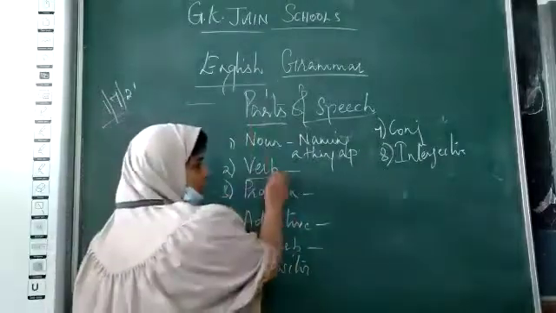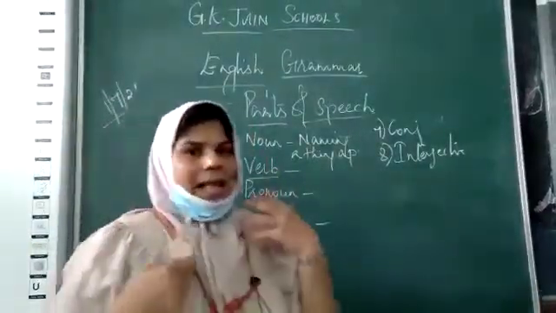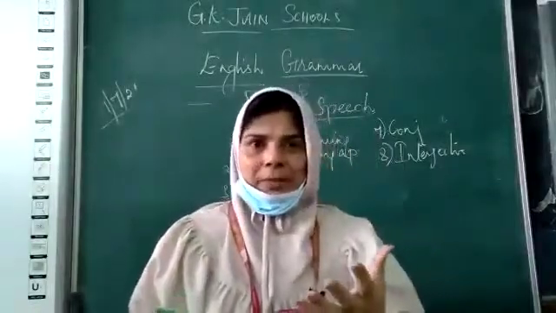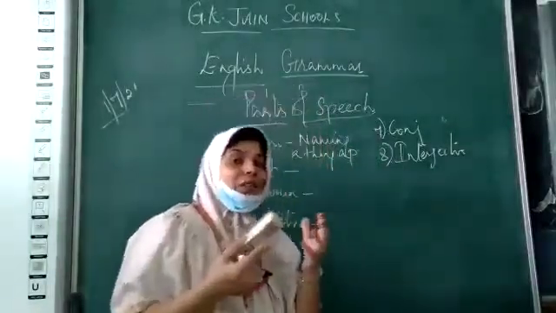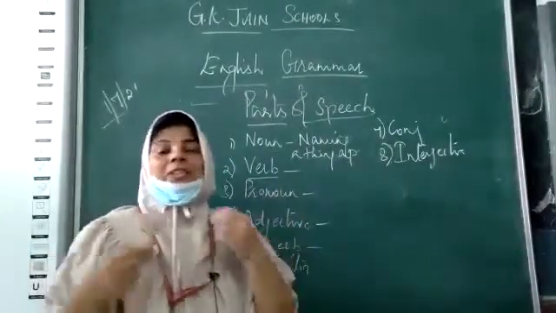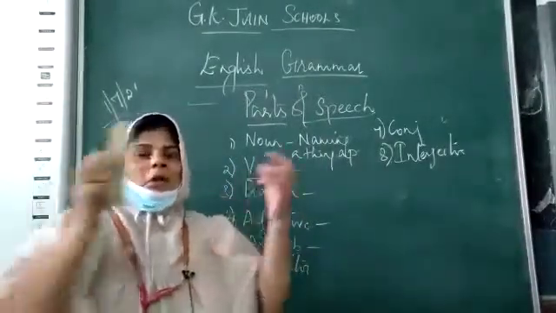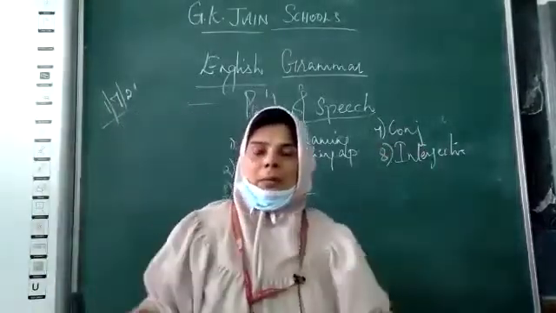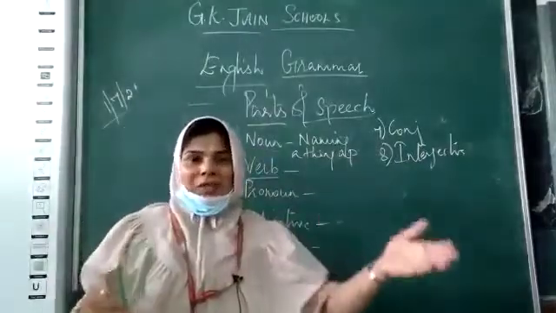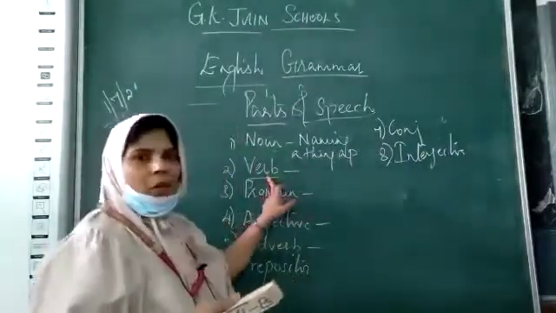Moving on to the next one, a verb. As of now, I am doing something, isn't it? I am doing an action. And what is action? Someone will say, miss, you're teaching. Someone will say, miss, you're speaking. Someone will say, miss, you're just holding a duster. Or someone will say, miss, you're writing. So all these actions which you feel I'm doing is called a verb.